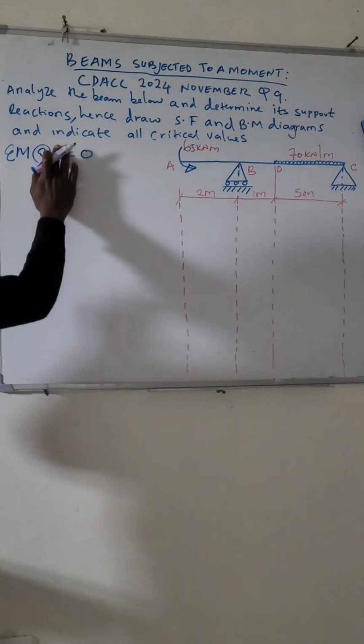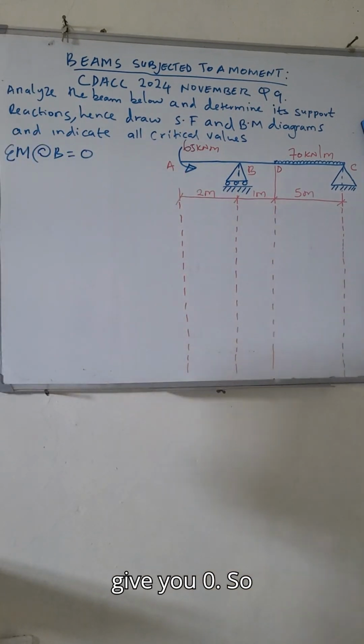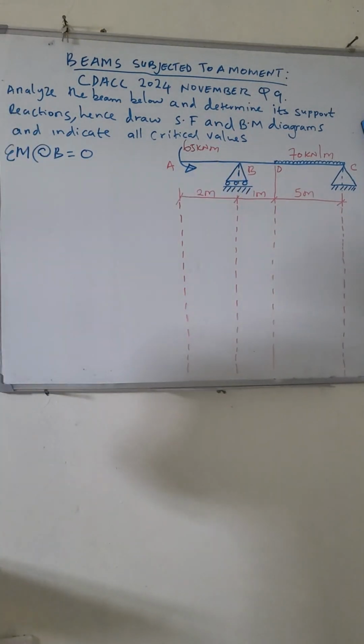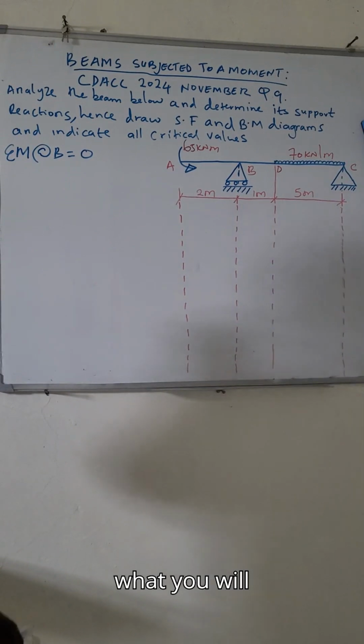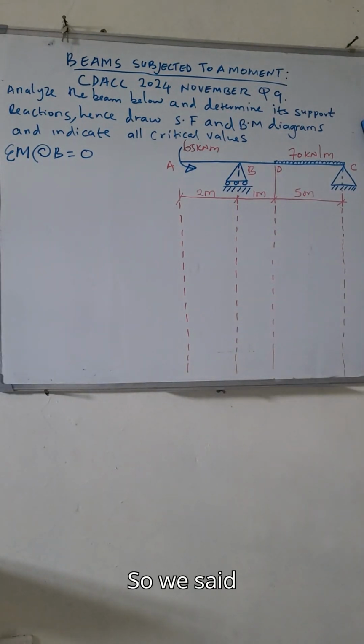Summation of moment at A should give you 0. Not at A, because there is not a support at B, should give you 0. So when you sum moment at B, automatically what you will be looking for is the reaction at C. So we said that all the forces that will be moving in clockwise direction will be considered as positive, and those moving in anti-clockwise direction will be considered as negative.